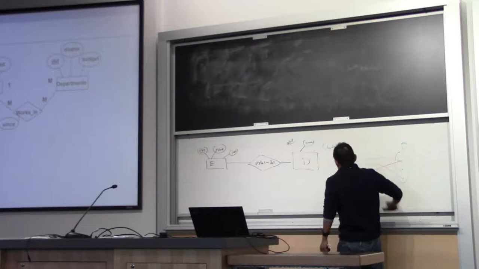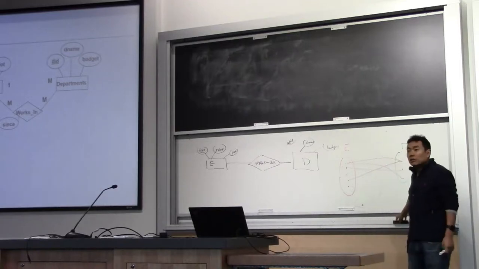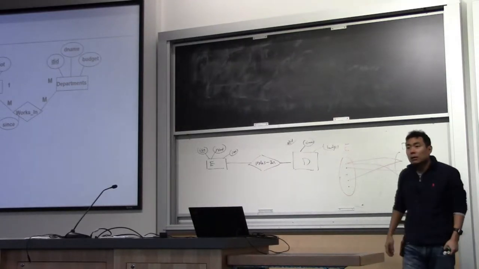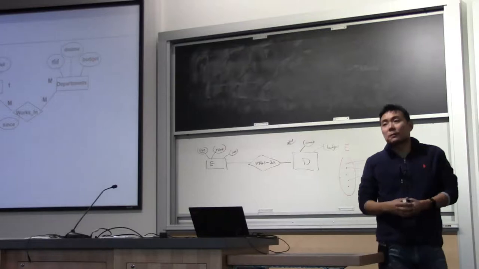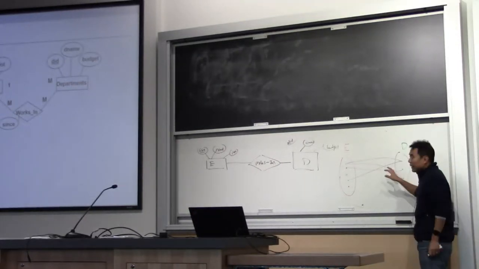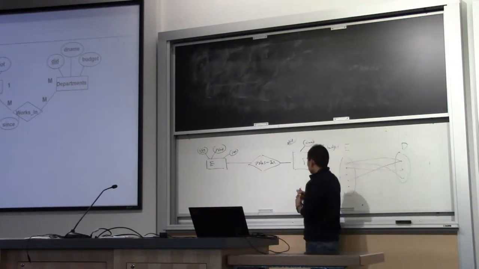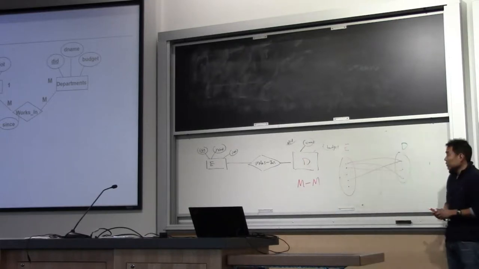Let me erase this, reports to, and let's focus on just the works-in relationship, okay? In this example, if you think about it, it's a many-to-many mapping between the two. Why is it a many-to-many mapping between the two?